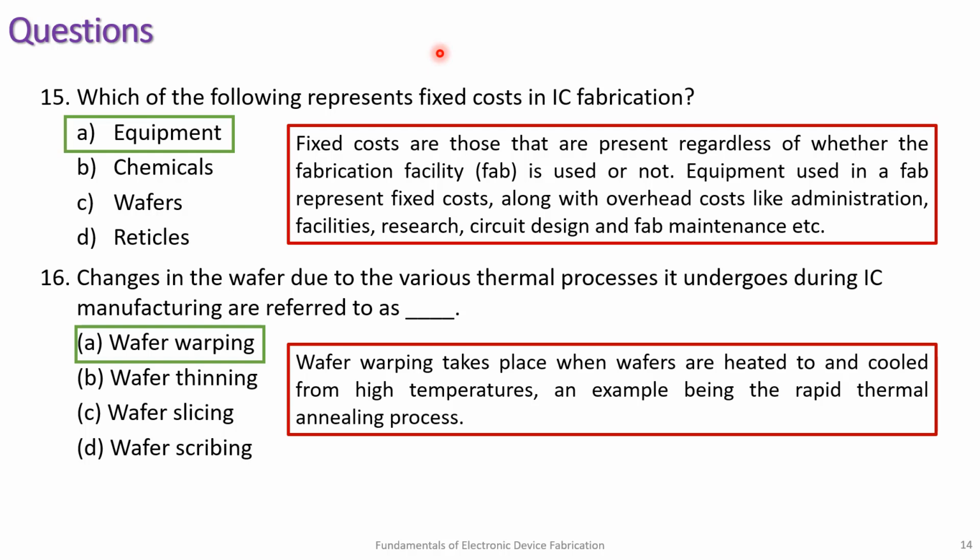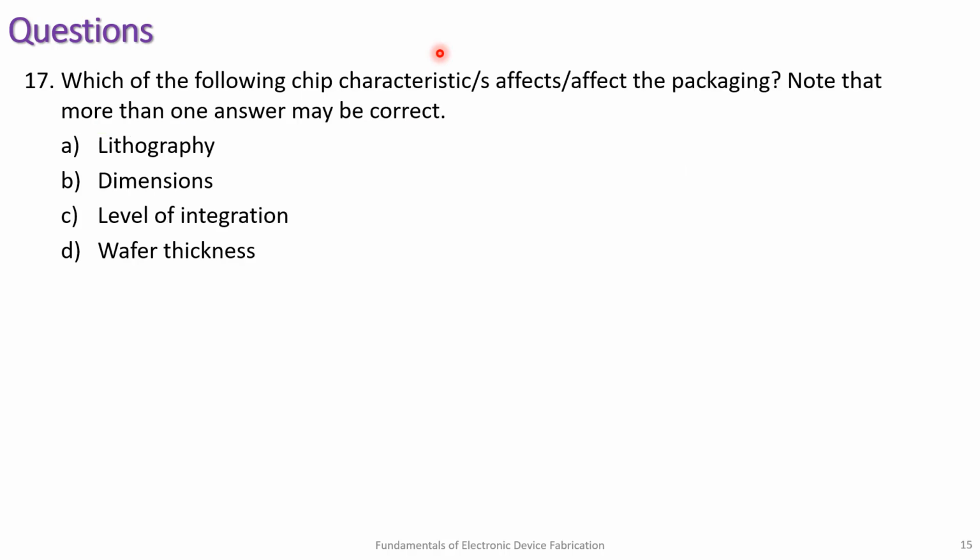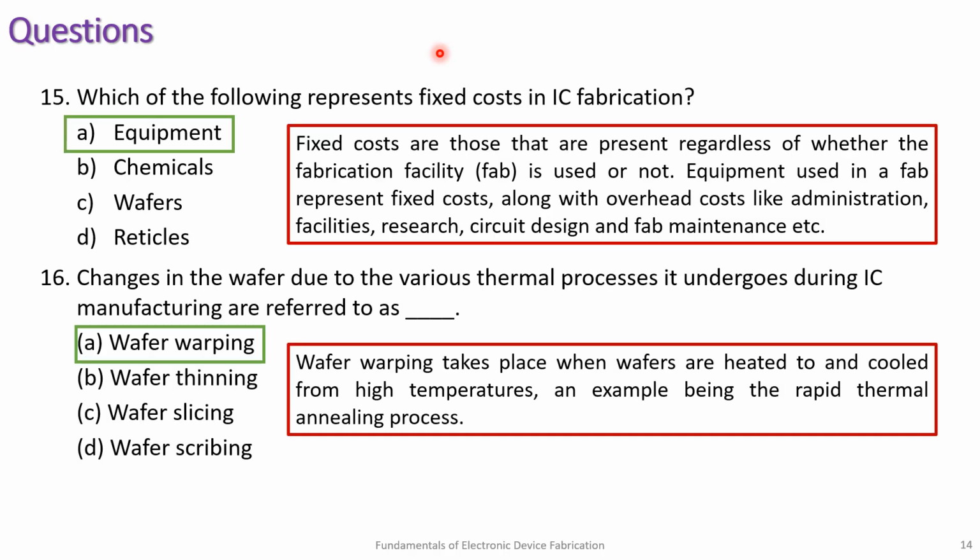Because when it undergoes heat treatment, when it is heated and cooled from high temperature, if there is a sudden variation or if the rate of cooling is not proper, there is a possibility that the wafer will end up bending from the edges. That is warping.